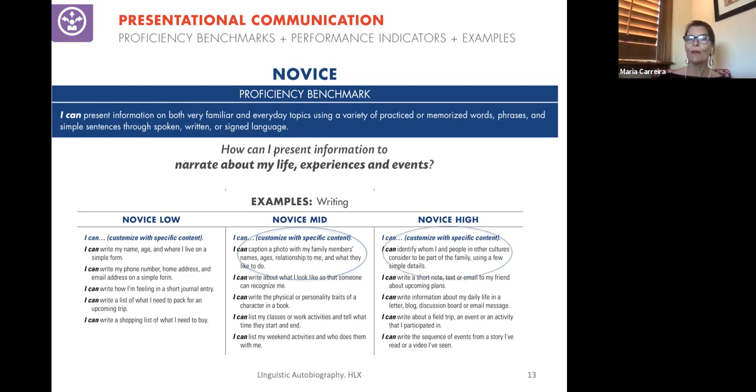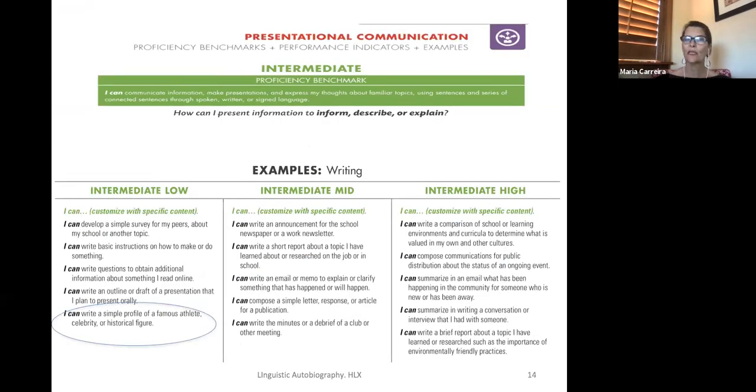Moving up a sub-level, we can ask them to identify whom people in other cultures consider to be part of the family, and they can fill in a few simple details. This makes for great cultural comparisons. Moving to the intermediate low level, we can modify the prompt that I have selected there by asking them to write a simple profile about somebody in their HL culture that they admire.